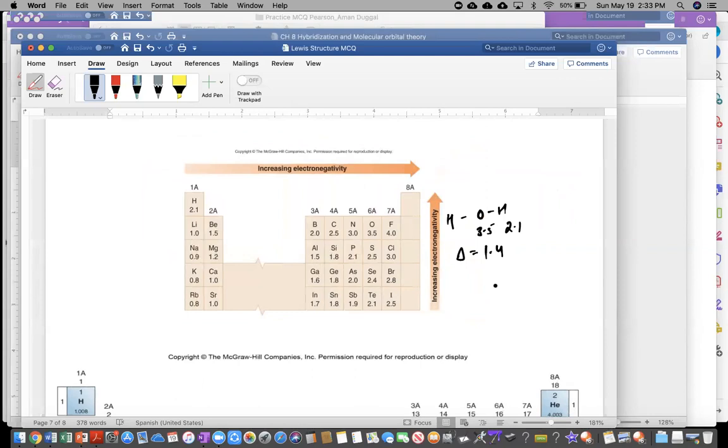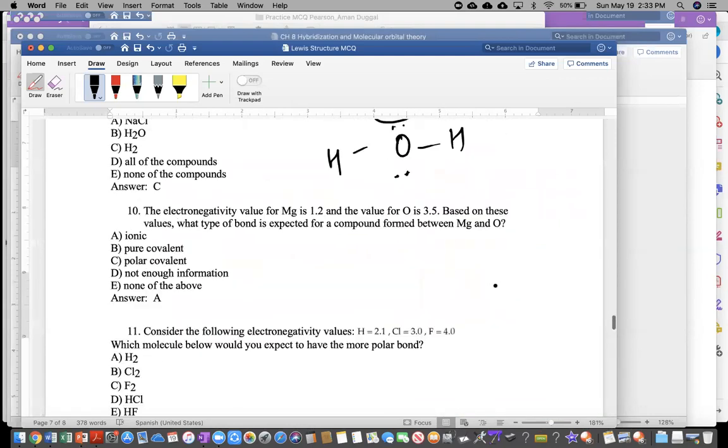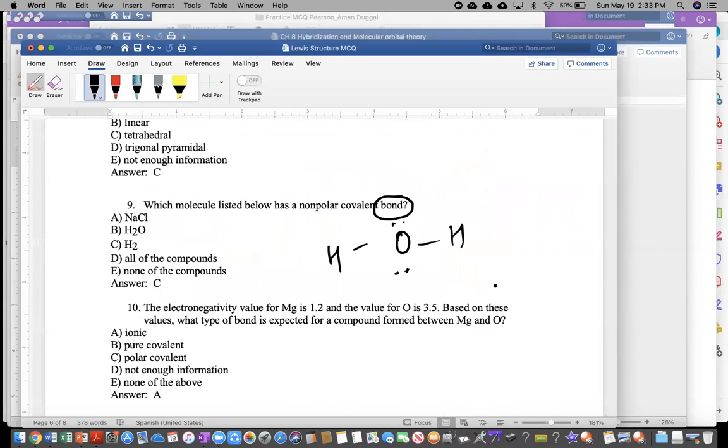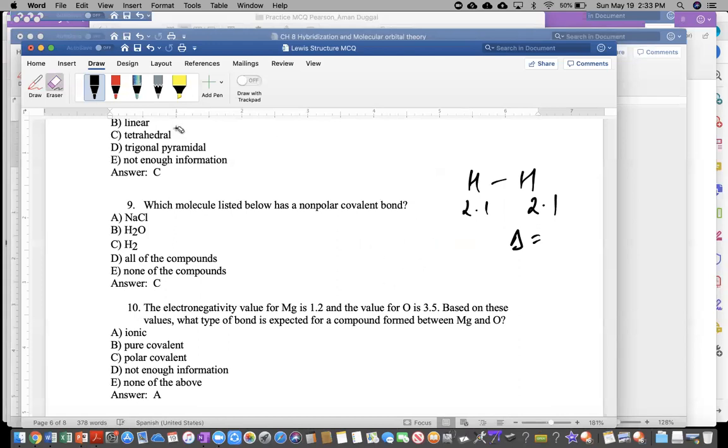So how would you write the Lewis structure for H2 then, since it says the answer is H2? H2 is this. This one is 2.1, and this one is also 2.1. What is the difference? None. 0 difference, right? So if my difference is 0, will you call this polar or non-polar? Non-polar. So this is a non-polar bond, which is the answer, because we just learned H2O is polar.